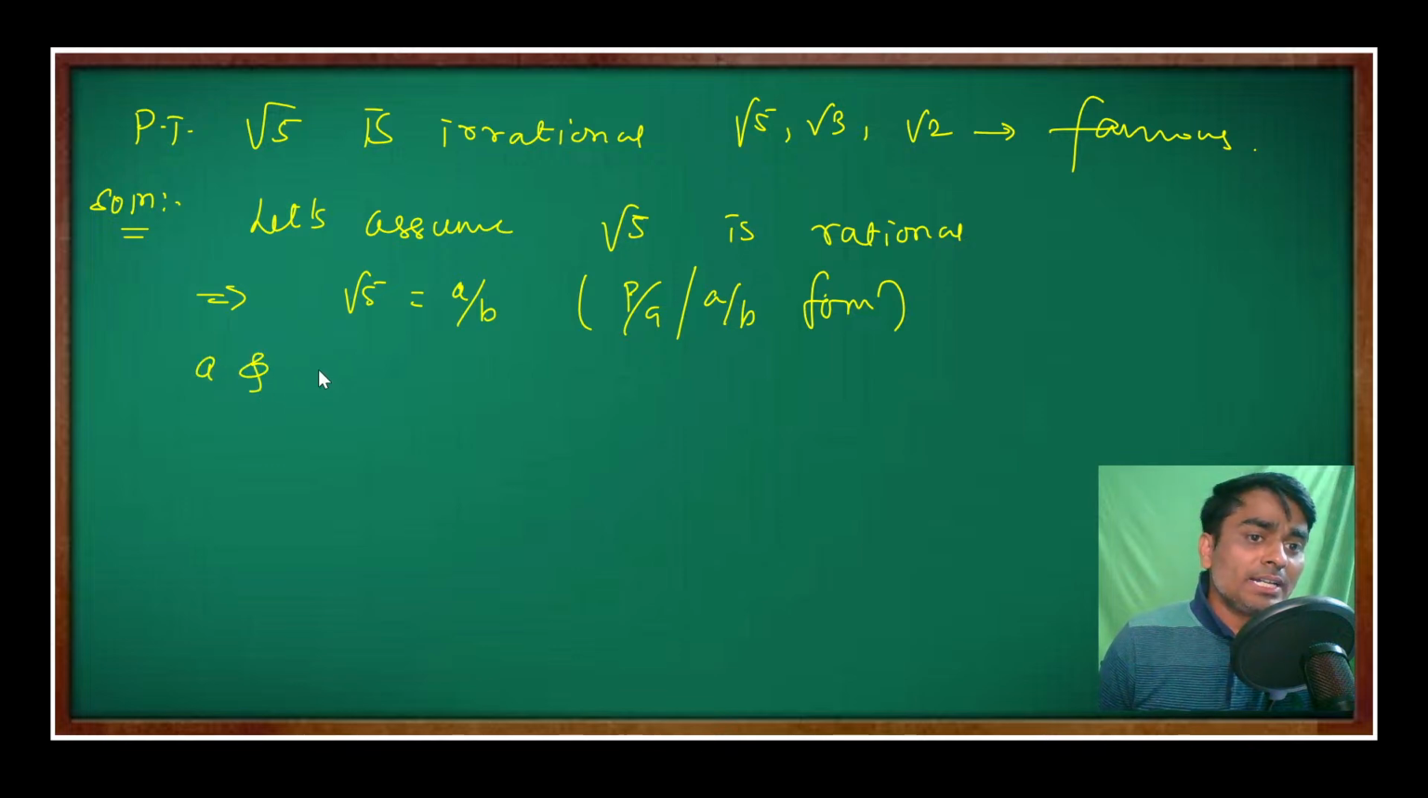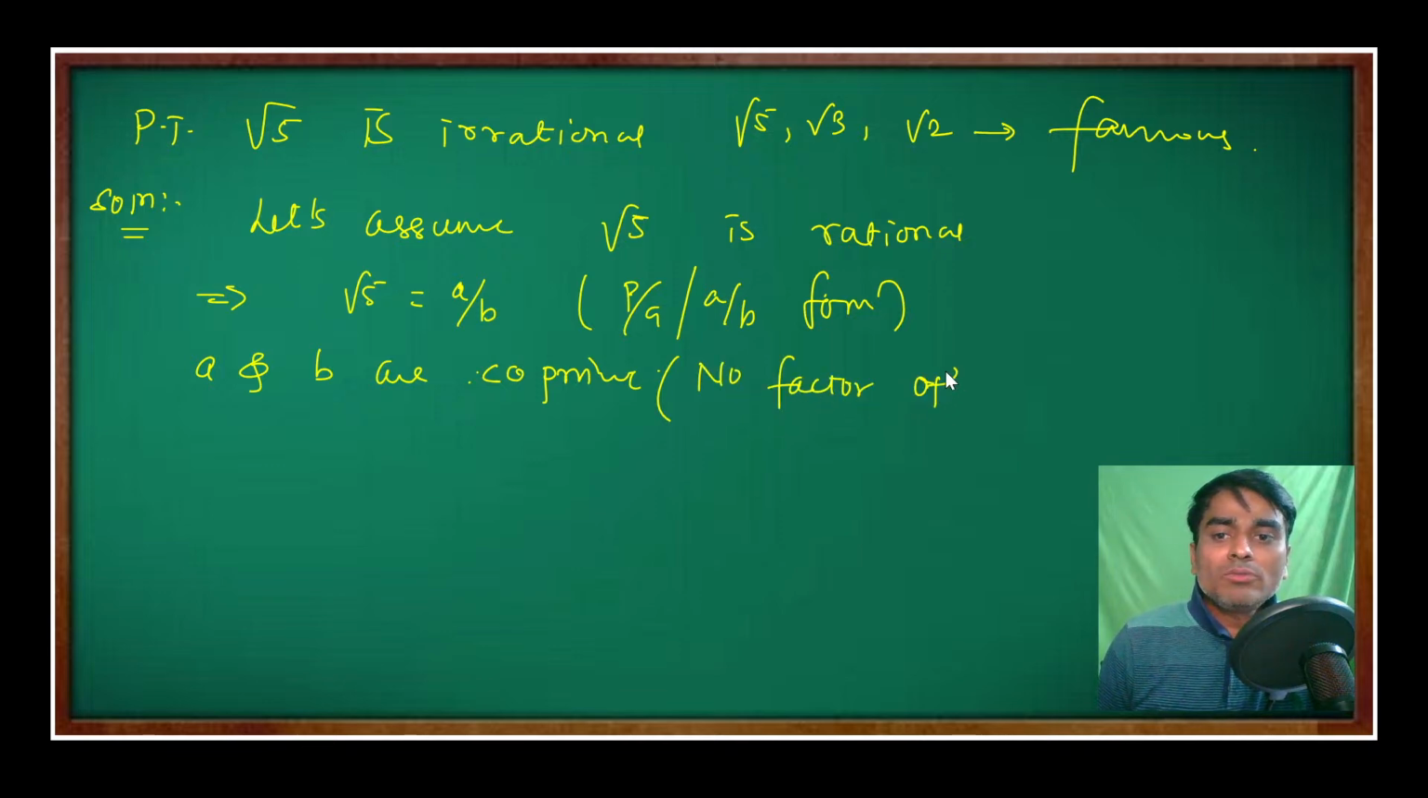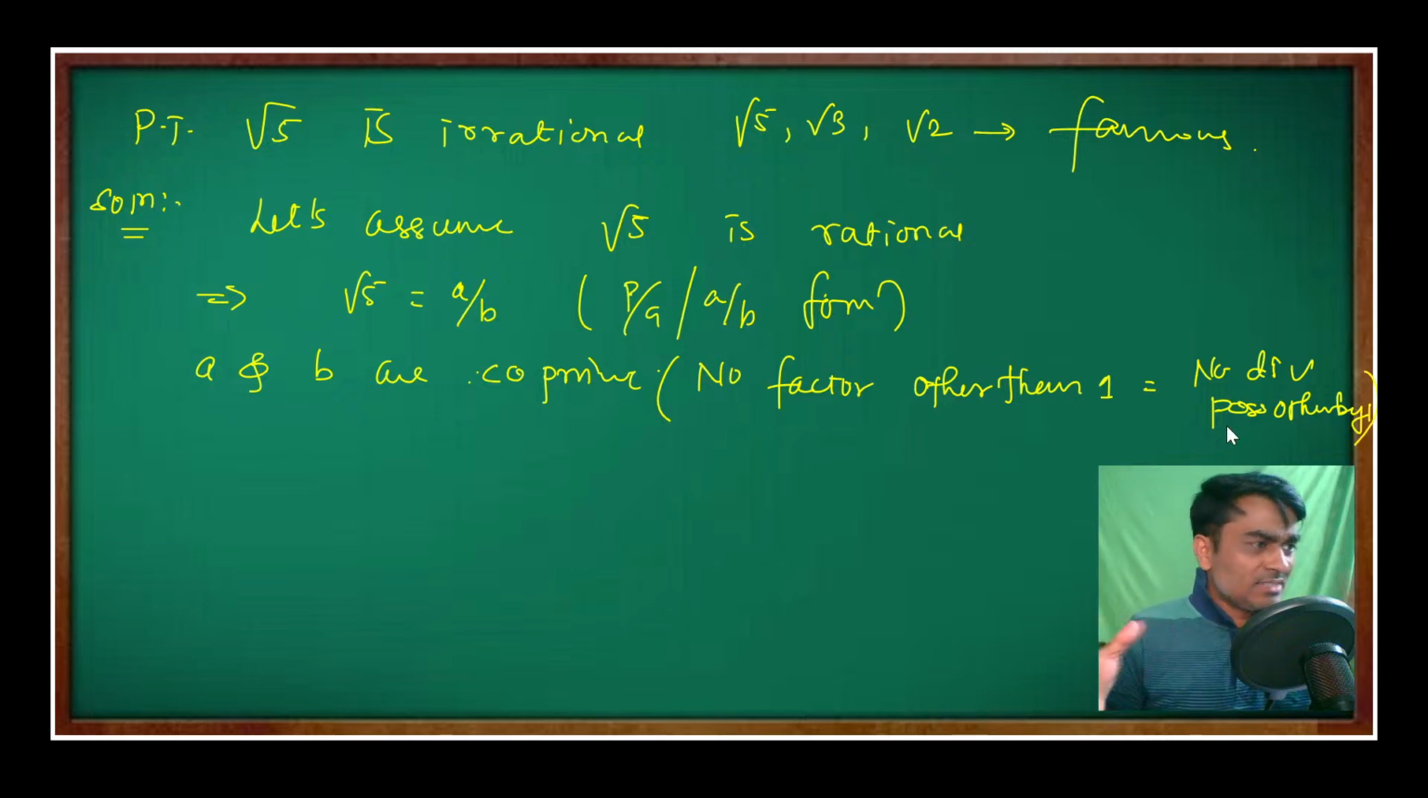Now here you should write a and b are co-primes. Co-primes means no factor other than 1. What is the meaning of this? This number will not get divided by anything else; no division is possible other than by 1. That is the meaning of co-prime. You can divide only by 1.